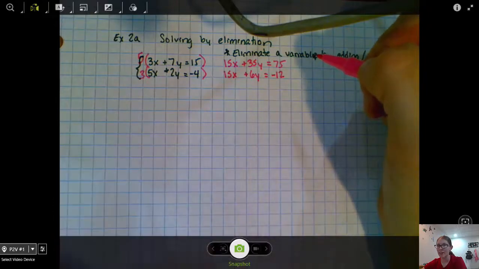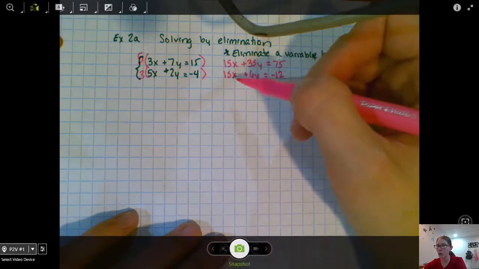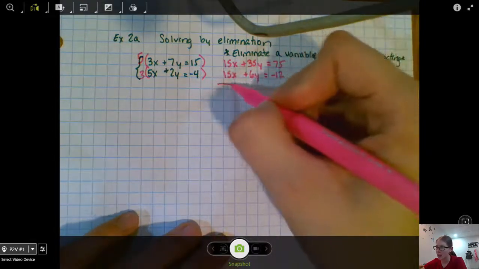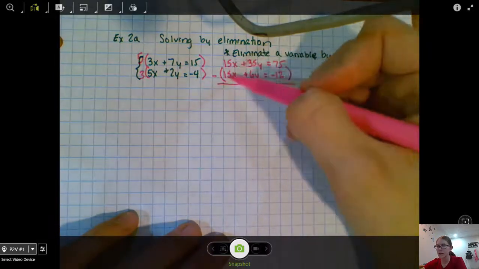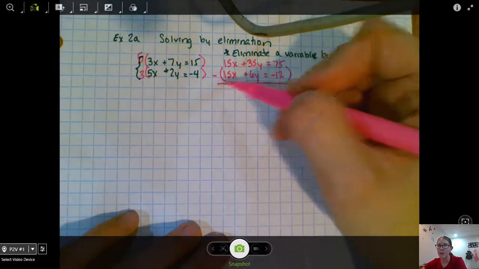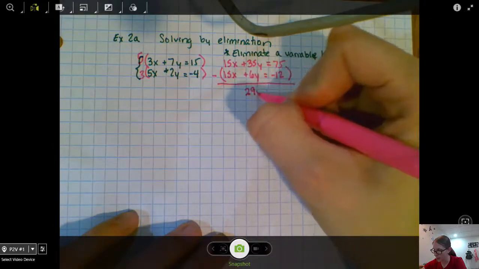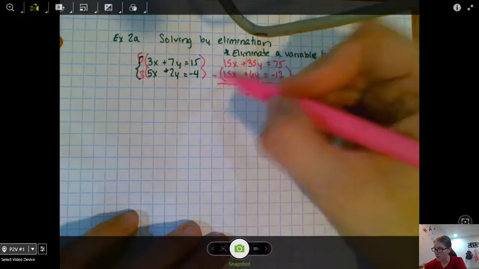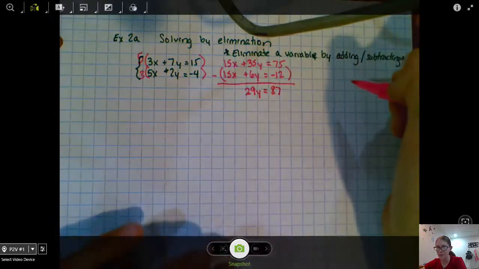Alright, now that I've done that, I notice I have the same coefficient. I have 15x in both equations. In order to eliminate my x's, I need to subtract these equations straight up and down. 15x minus 15x is 0x. They eliminate. 35y minus 6y is 29y. And then 75 minus -12 is 87.